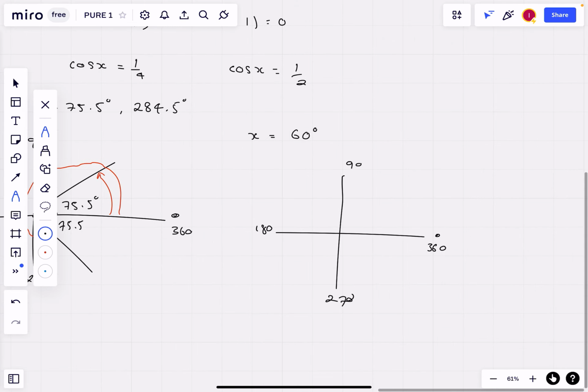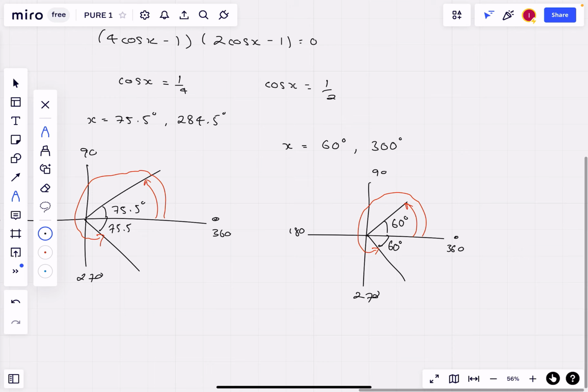The other one, 60 degrees. That's 60 degrees. It's still cos. That's also going to be 60 degrees. This is solution 1, and that's solution 2, which you get by doing 360 minus 60, 300 degrees. So for x, you have 4 solutions: 60 degrees, 75.5 degrees, 284.5 degrees, and 300. There you go. That is how you do the harder trig equations.